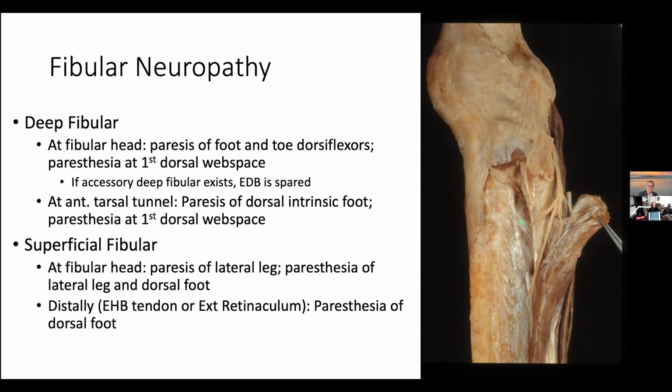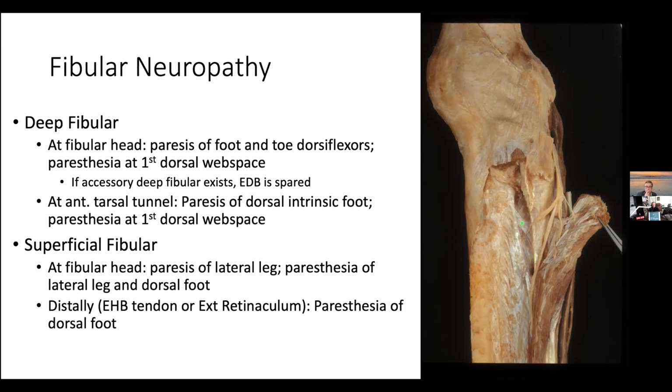So anyways, I think I was done talking about the deep fibular nerve. If we go to the superficial fibular nerve, it's most commonly going to be entrapped as it exits the lateral compartment of the leg to become cutaneous, right? So it's typically going to manifest as paresthesia of the anterolateral leg and the dorsal foot. But it might also get entrapped by the retinaculum at the ankle, in which case only the foot would be expected to experience the paresthesia, not that lateral leg area.